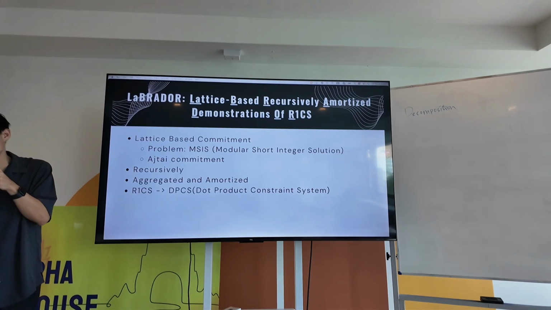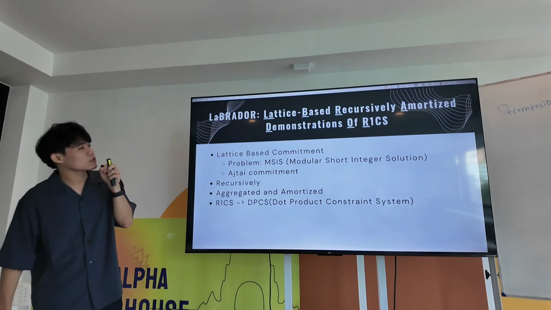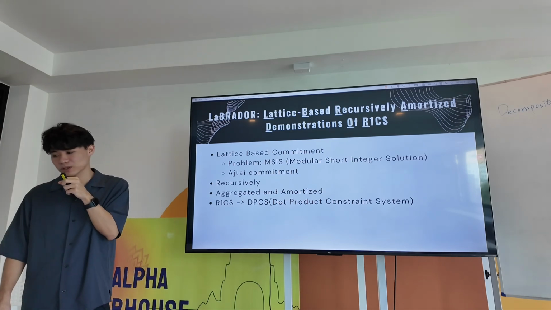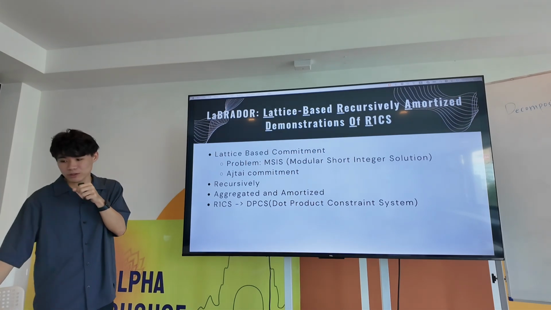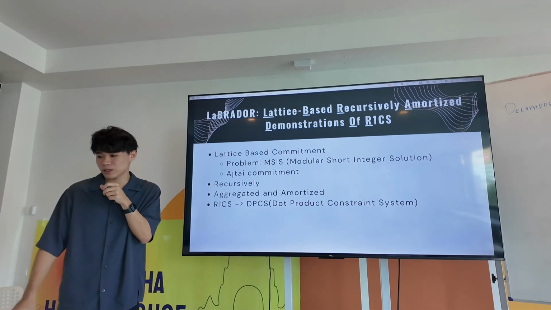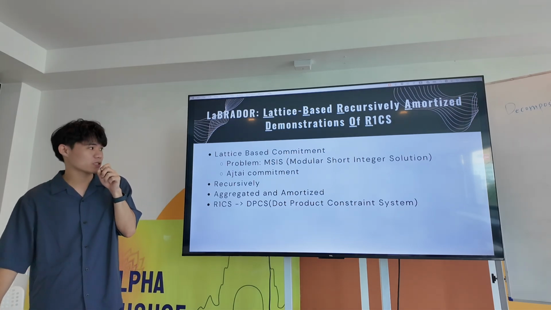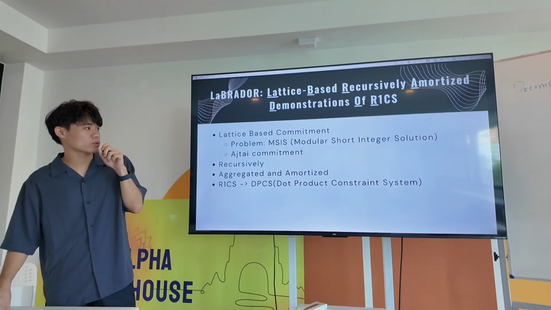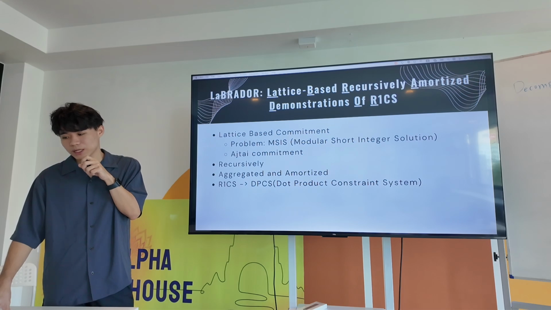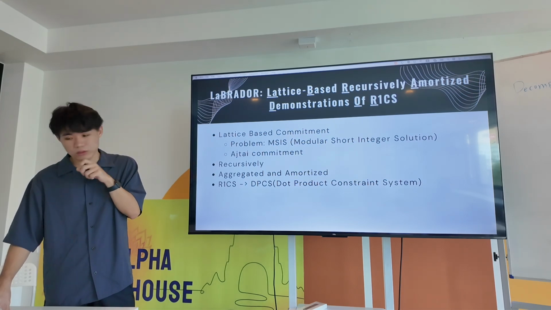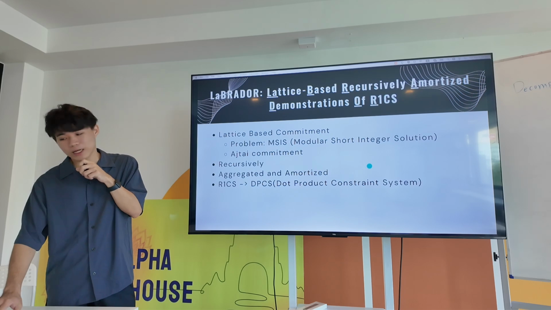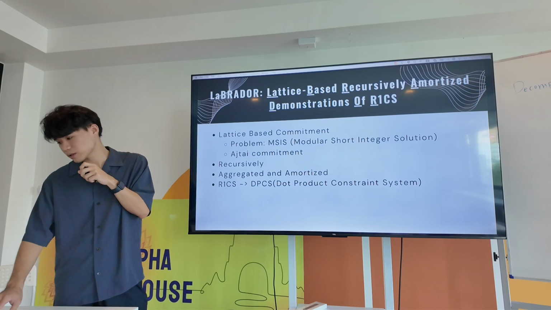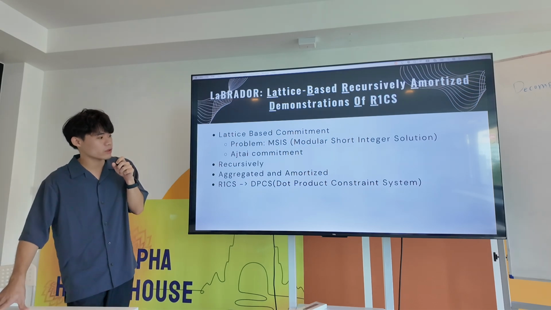Okay, so first we want to decompose the name Labrador. The whole name is the lattice-based recursively amortized demonstration of R1CS. So you can see first LB is a lattice-based commitment. In the original Labrador, we use the problem called MSIS as the hard problem, like the R-type commitment I introduced two weeks ago. And second is the recursively.